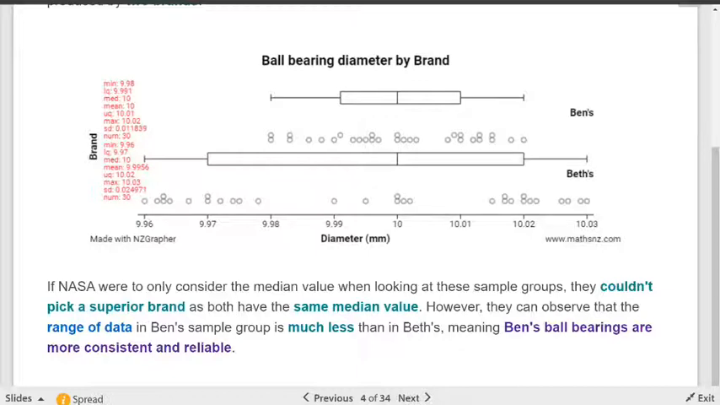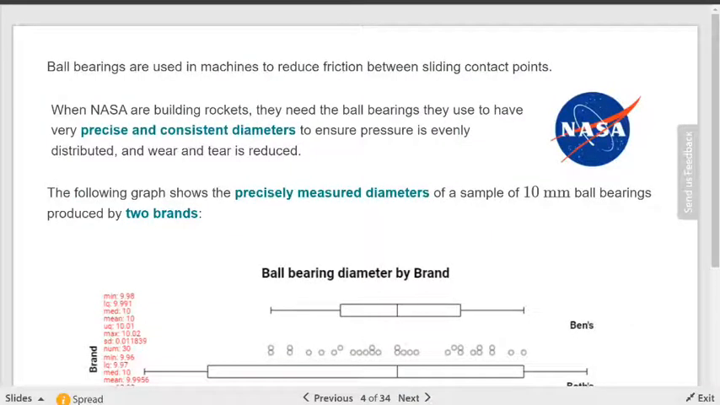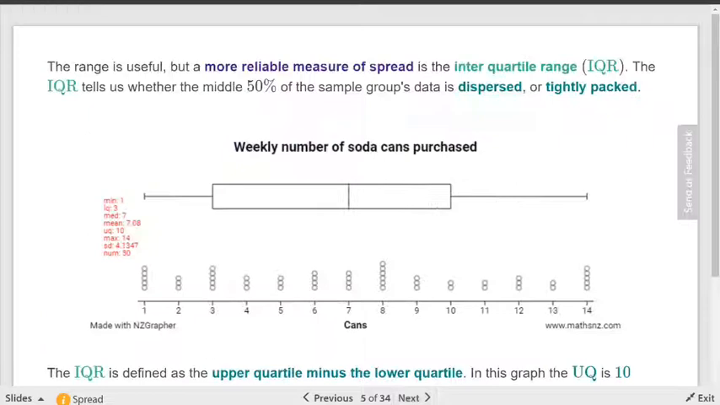Has the greatest range? It's Beth. Yeah, she's got the greatest range, doesn't she? Okay? Good. All right. And what you can conclude from that is that if his has the smaller range, and we're talking about diameter of these ball bearings, then his are more accurate than hers overall, right? Some of hers are much smaller and some of hers are much bigger, even though the values are not that huge.